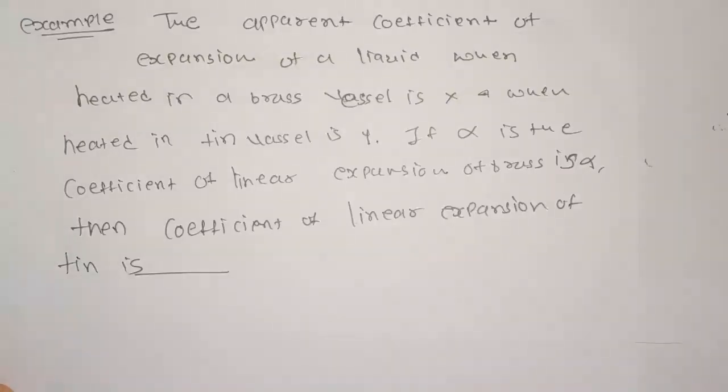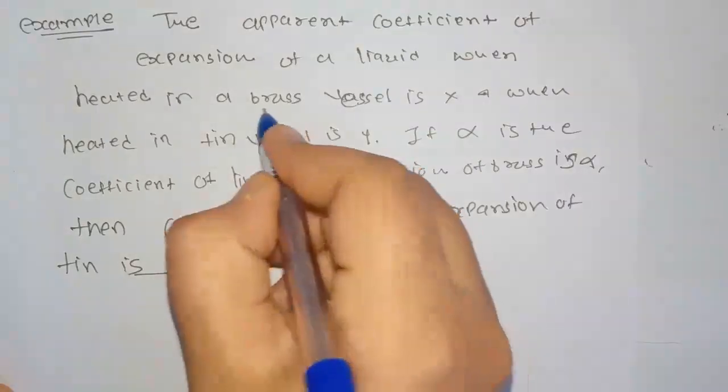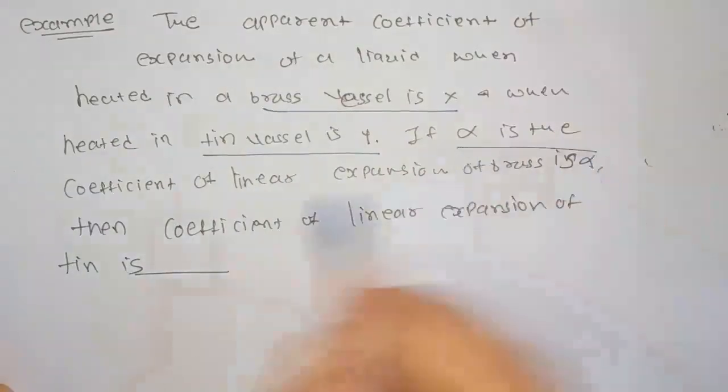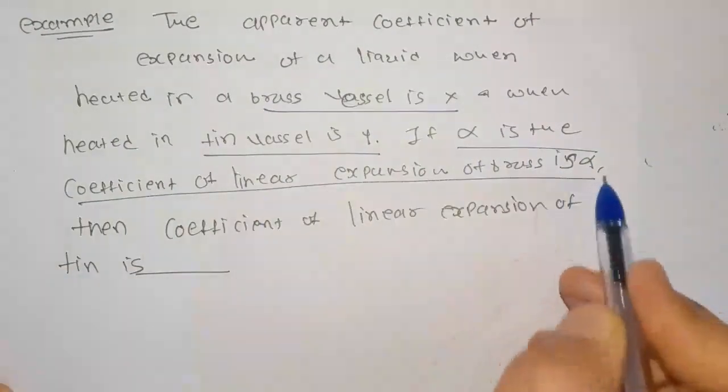In this example, the apparent coefficient of expansion of a liquid when heated in a brass vessel is X. When heated in a tin vessel is Y. Alpha is the coefficient of linear expansion of brass.